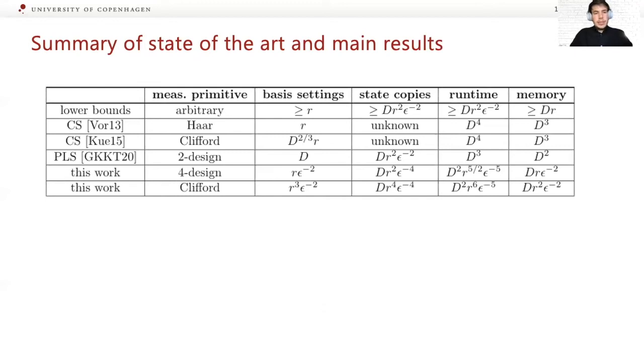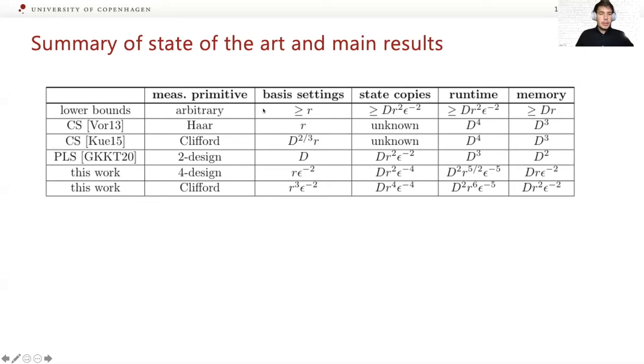Good. Now that we discussed the relevant resources, let us quickly summarize what is the state of the art regarding this problem and how we improve upon it. So low-rank tomography has been studied a lot in the literature. For instance, there's the compressed sensing approach, which corresponds to the CS in the table. There's also the projected least squares approach to this problem. And there are also quite tight lower bounds known for the problem.